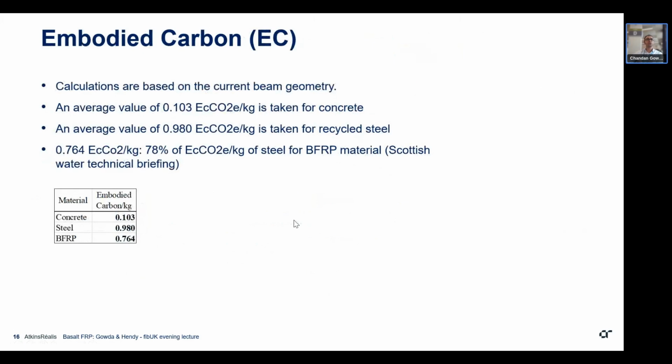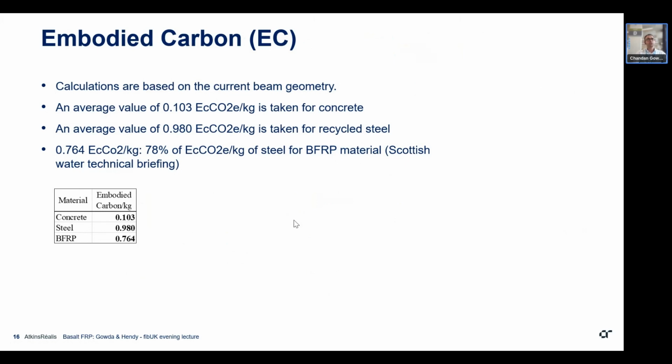Coming to the important bit, which is the embodied carbon emissions. I've used the concrete value of 0.103 embodied carbon dioxide emission per kg for concrete. And for the recycled steel, I've taken it as 0.98 embodied carbon dioxide emissions per kg. And this is from the iStructE reference document. And for the BFRP, I've also taken it from a reference material, which the manufacturer has currently reduced even further. This value has gone even lower.